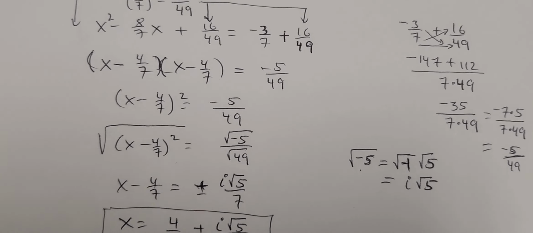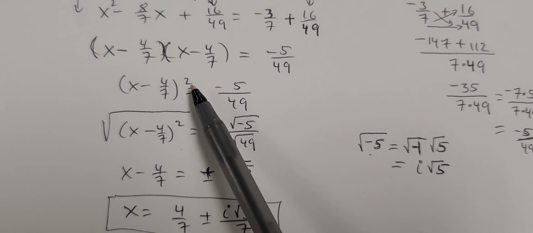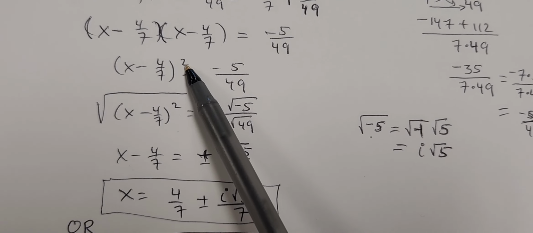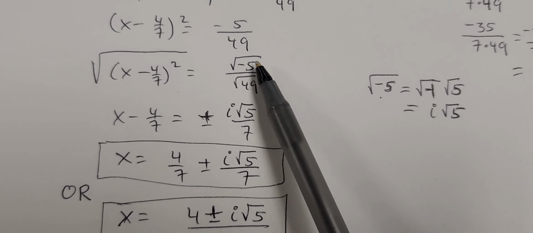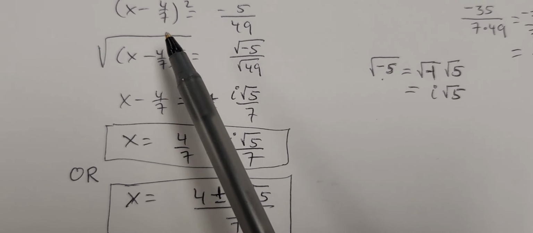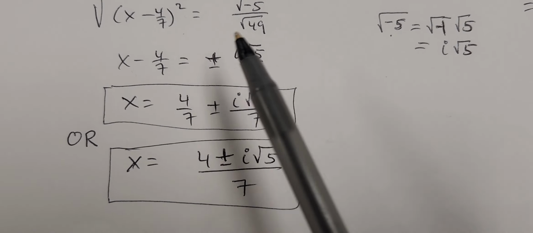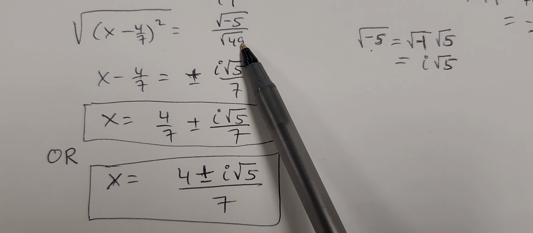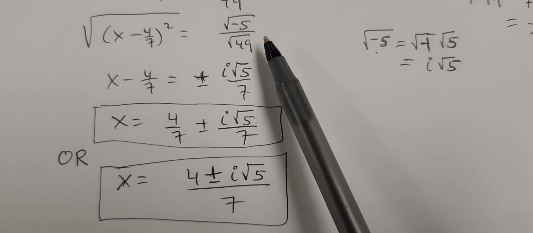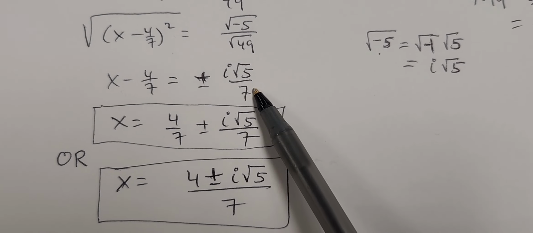Next, you have one set and another set. They are the same thing, so I have a square. To get rid of the square, I square root both sides, top and bottom as well. The square root and square go away, so I just have x minus 4 over 7. And then on the right, square root of negative 5 over square root of 49. The square root of 49 gives me 7.